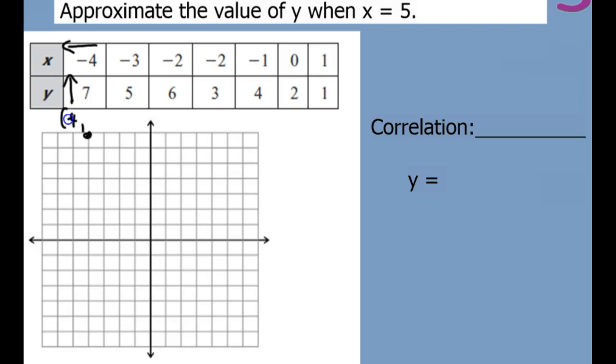-4 and 7. Our next point is -3, so we're going again to the left. +5, so we'll go up. So -3, 5. So over 1, 2, 3. Up 1, 2, 3, 4, 5.